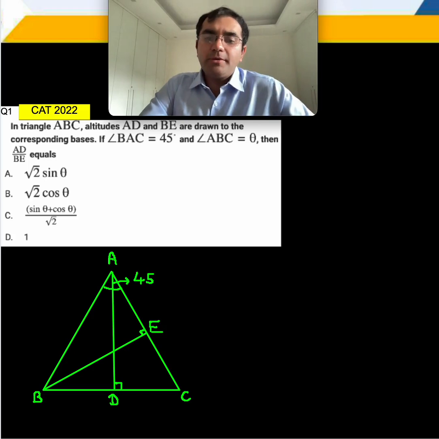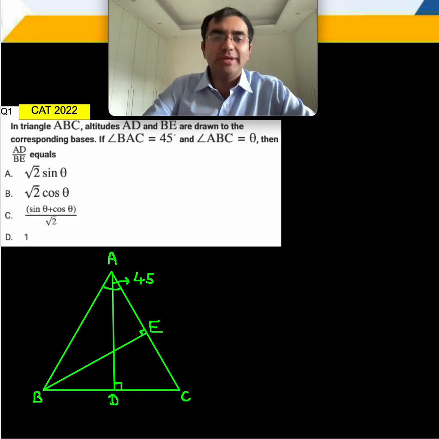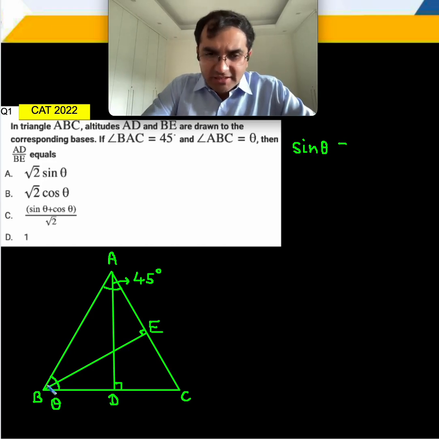Now AD upon BE चाहिए, so I would like to take those angles that contain AD as well as BE. So let me take this angle as theta. Sin theta ले लेते हैं पहले. Sin theta, theta के सामने वाली side हो जाएगा perpendicular and of course hypotenuse will be AB. So sin theta turns out to be AD upon AB.